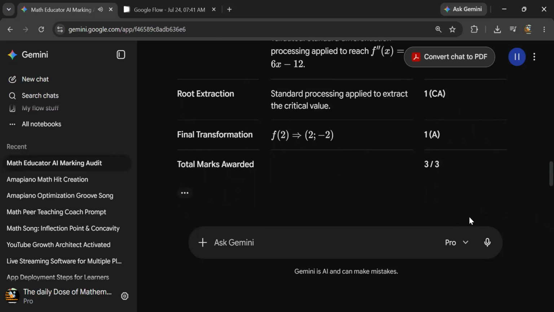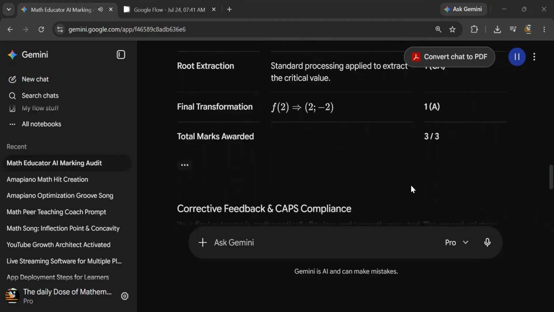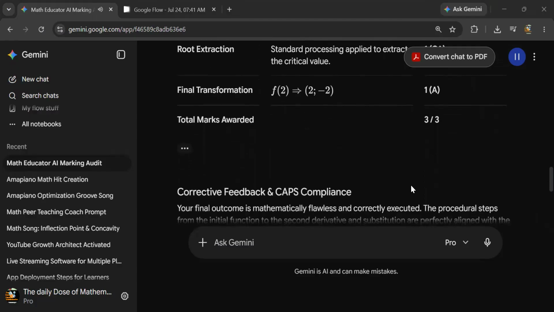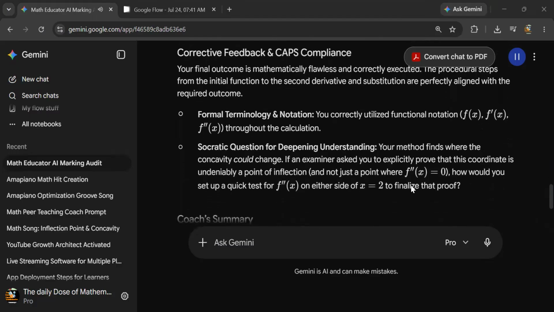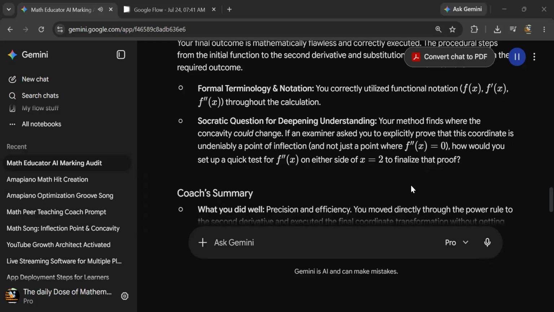1 CA. Final transformation, f of 2, right arrow, 2, minus 2. 1 A. Total marks awarded, 3/3. Corrective feedback and CAPS compliance. Your final outcome is mathematically flawless and correctly executed. The procedural steps from the initial function to the second derivative and substitution are perfectly aligned with the required outcome. Formal terminology and notation. You correctly utilized functional notation f(x), f'(x), f''(x) throughout the calculation.